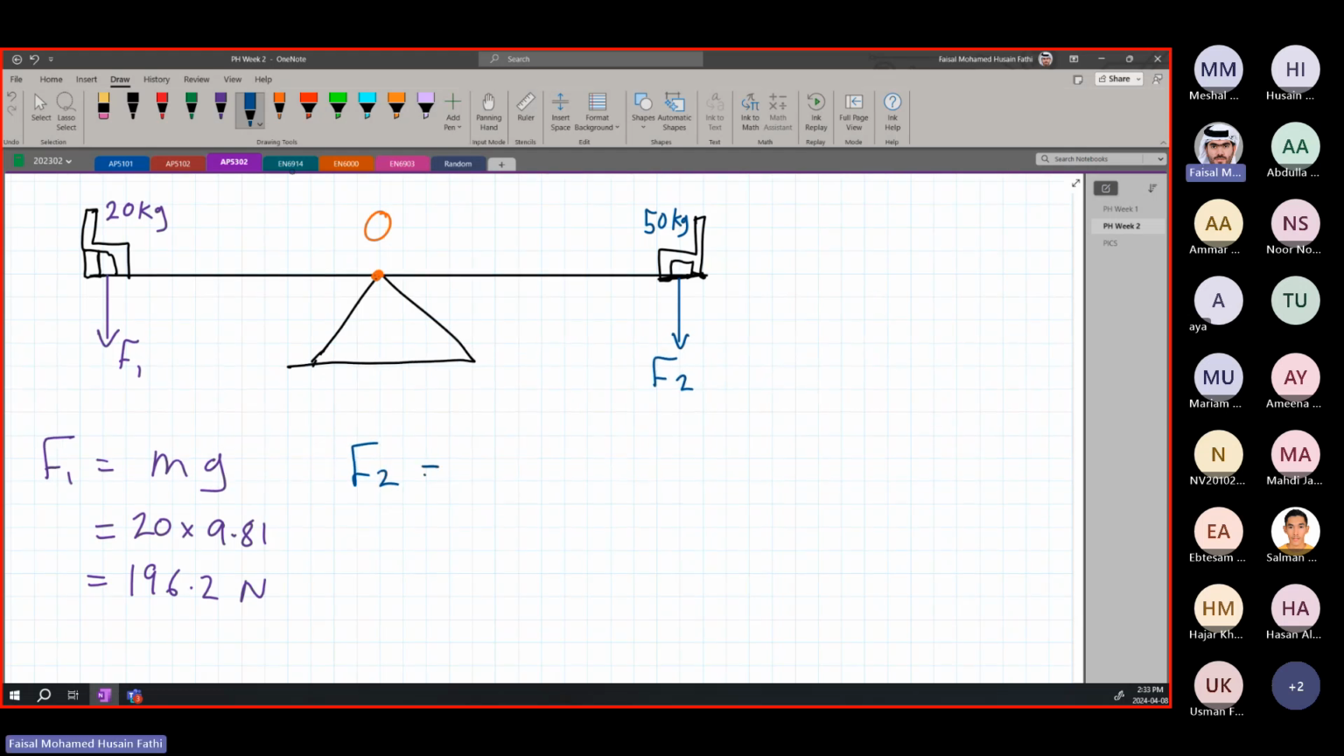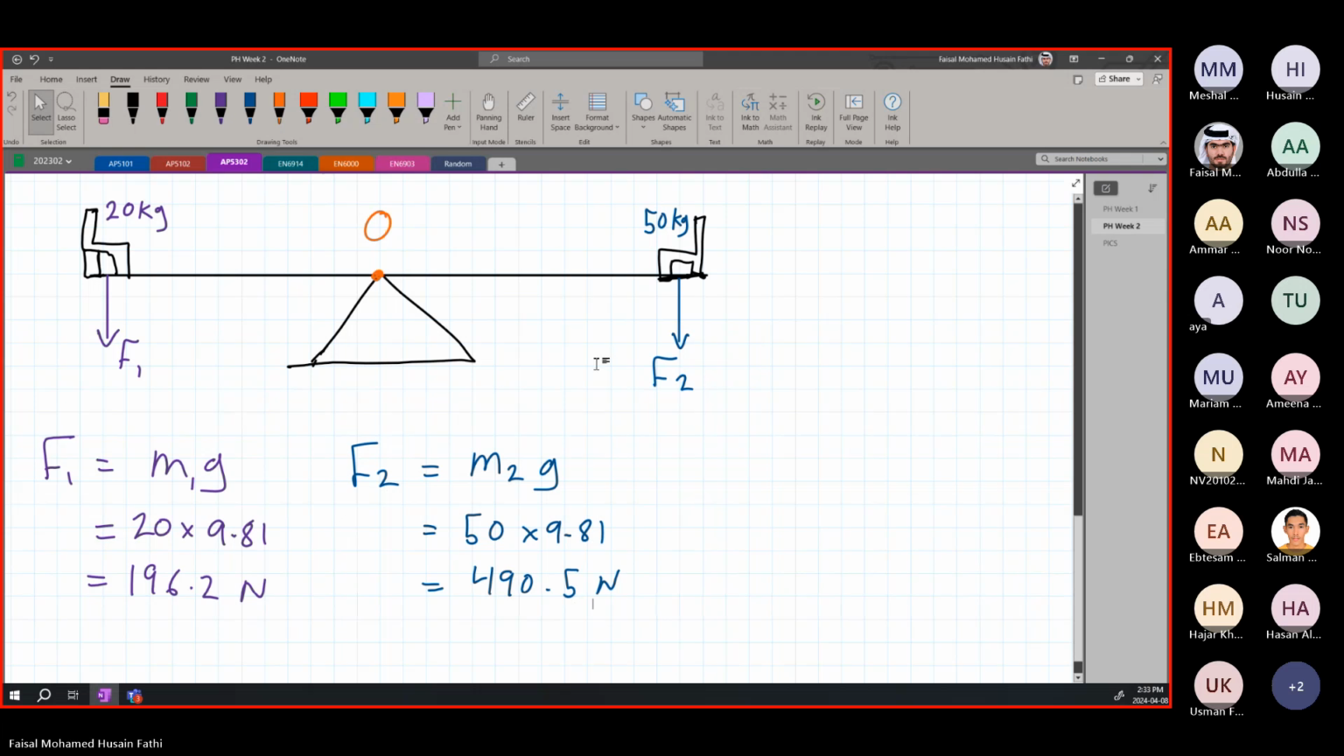F2 is equal to M2G. This was M1G. So M2 is 50 kilograms times 9.81, so it's equal to 490.5 newtons.